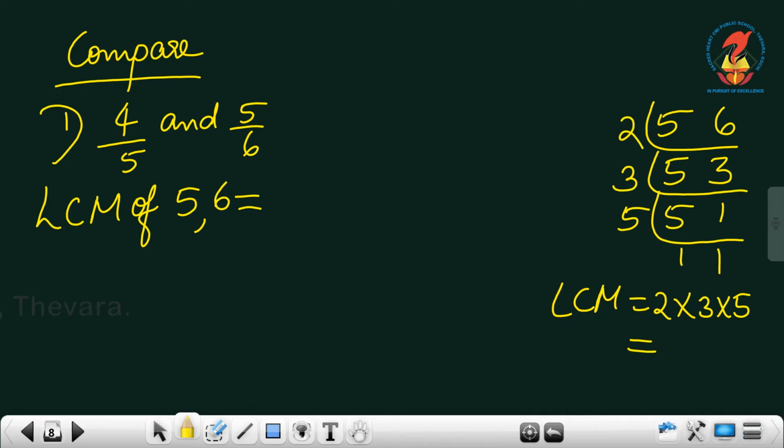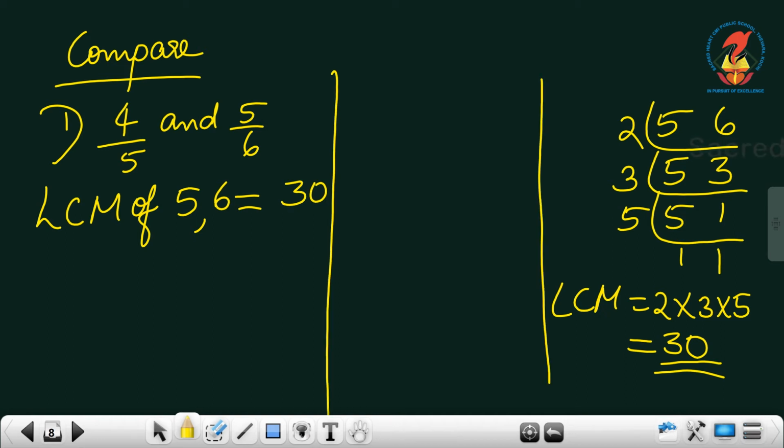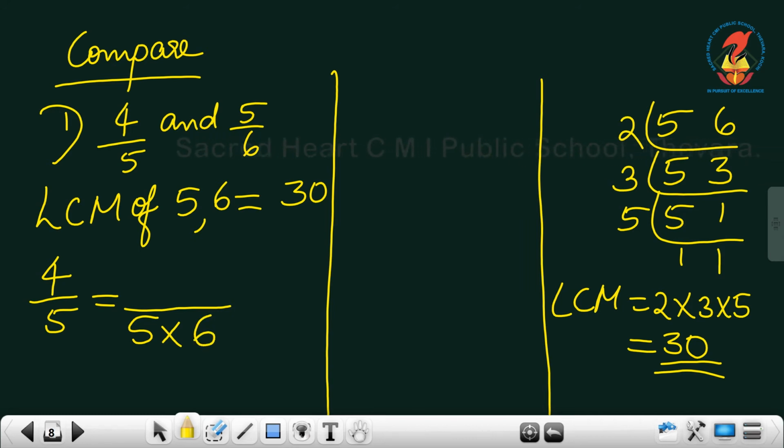Now what is the answer? 2 into 3 is 6, 6 into 5 is 30, okay. So what is LCM we got here? 30, we got the LCM as 30, okay. Now write the first fraction 4 by 5. Now think 5 into which number will give the answer 30? 5 into 6 is 30.